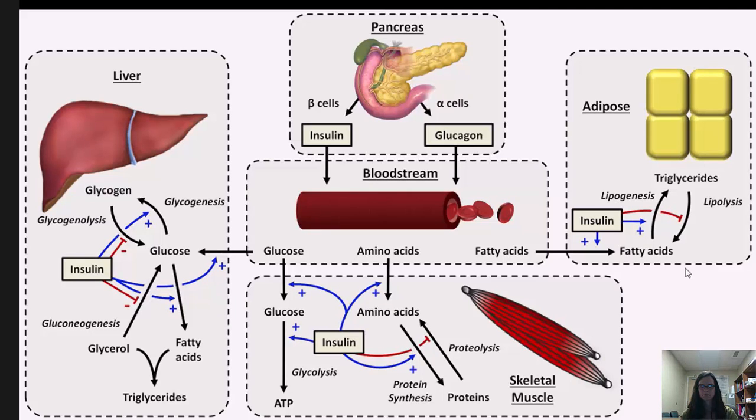As you can see, each of these processes are reversible, and wherever insulin stimulates a process, it generally inhibits its opposite. For example, in adipose, insulin stimulates lipogenesis and inhibits lipolysis. For simplicity, I've only discussed insulin's actions here. Glucagon's actions on each pathway are essentially the opposite.